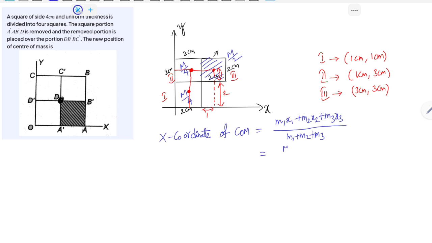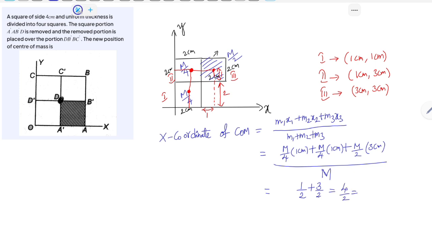So m1 mass will be m by 4. What is its coordinate? For the first part, 1 centimeter, plus m2 mass will be also m by 4 and its x coordinate is again 1 centimeter, plus m3 mass will be m by 2 because two plates are placed one over the other and its x coordinate is 3 centimeters. Total divided by capital M because this is the total mass of the original square plate. Now you can take m common and cancel it, and you have 1 by 4 into 1 and 1 by 4 into 1, 1 by 2. So 1 by 2 plus 3 by 2 will be 4 by 2 and it is equal to 2 centimeters.